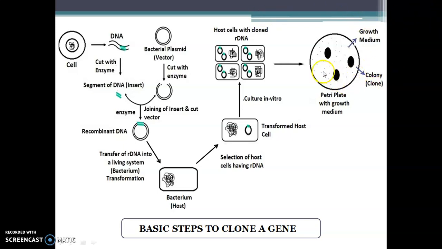So you obtain several clones on this Petri plate. This small Petri plate contains several colonies. Each colony is a clone. Within each colony there are several cells. Within those cells there are several rDNA, and in those rDNA molecules there are several copies of the gene of interest. So this entire process is what is known as gene cloning.